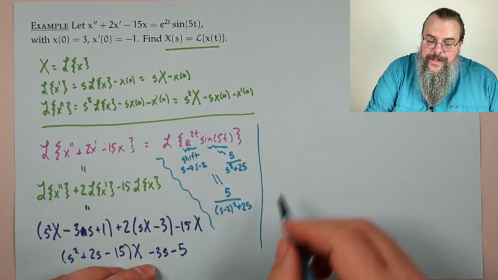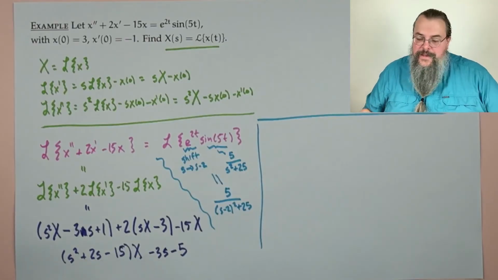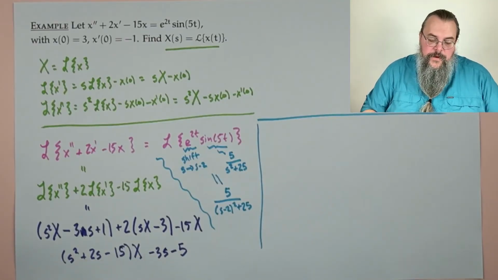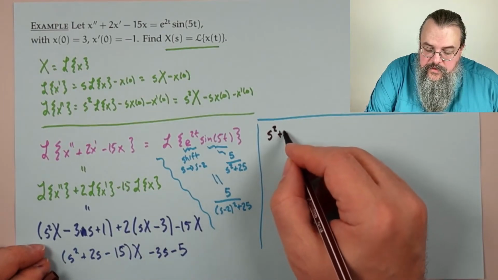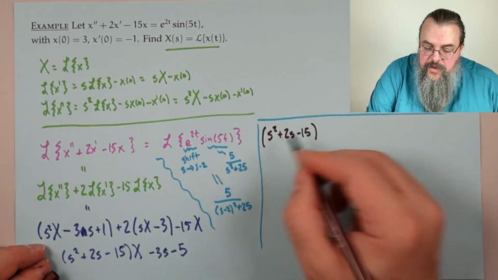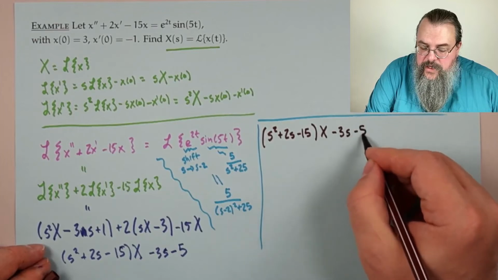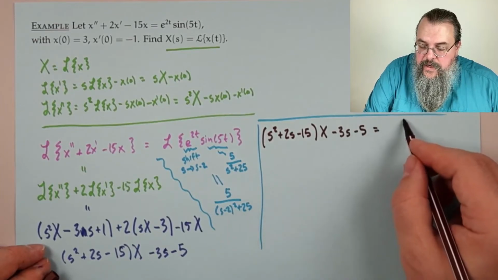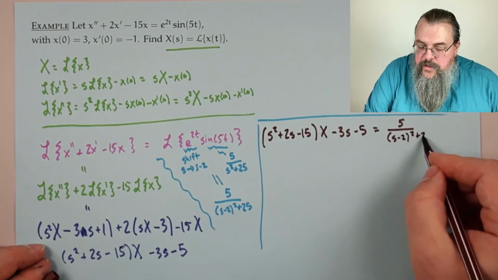All right, let's rewrite all of this. So what do we have at this stage? We have (s squared plus 2s subtract 15) times capital X, subtract 3s minus 5, is equal to 5 over (s minus 2) squared plus 25.